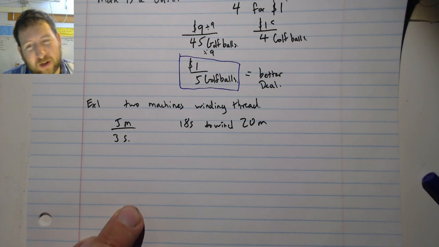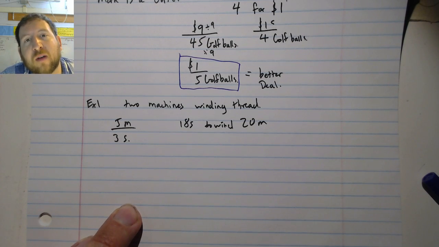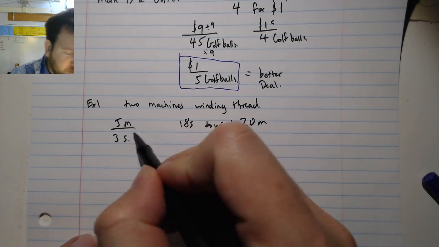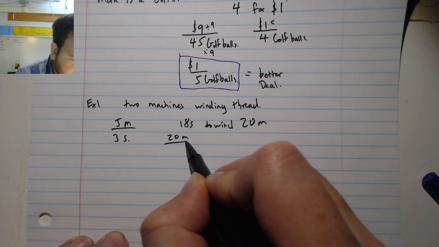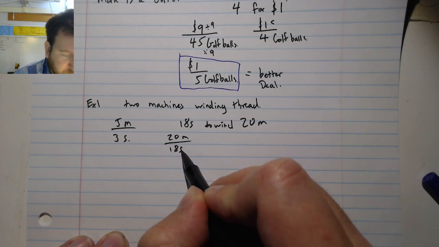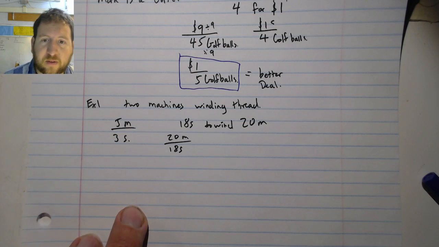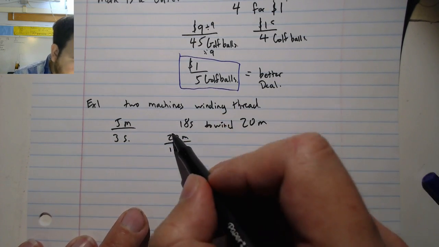And I typically put time on the bottom just because it's easier and it helps me to more think of sections of 1 unit of time. So I'm going to use my 5 meters every 3 seconds. I'm good. But here I'm going to put 20 meters over 18 seconds. And this way I can start to simplify and compare. 5 over 3, 20 over 18.